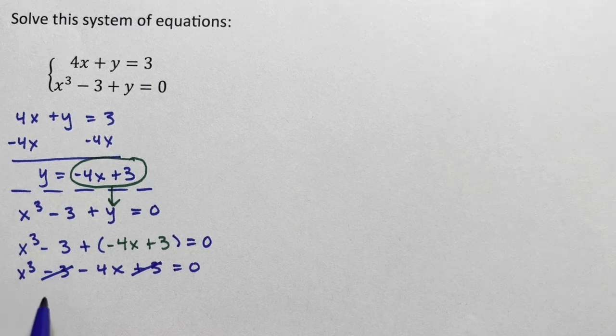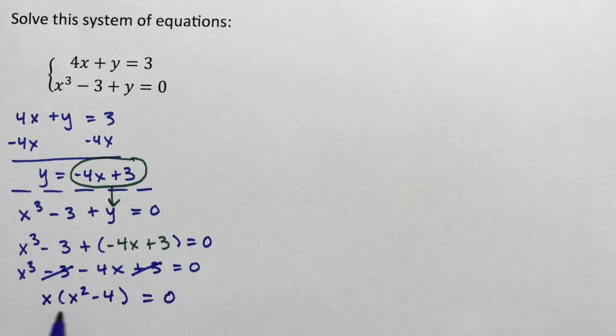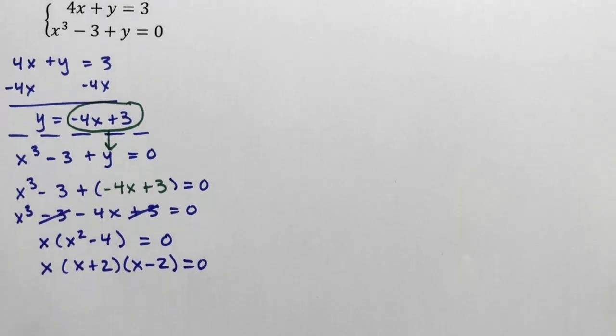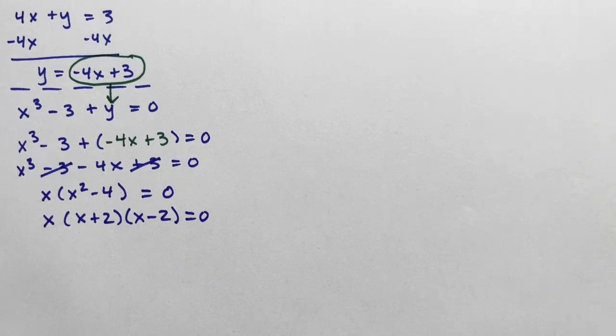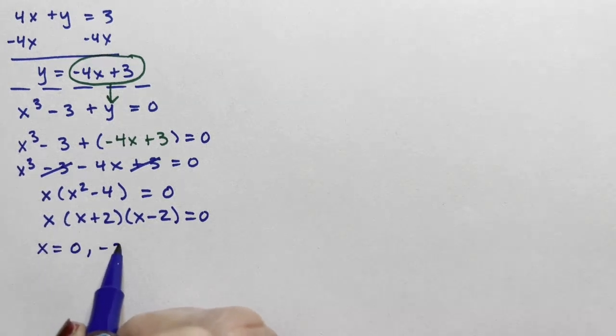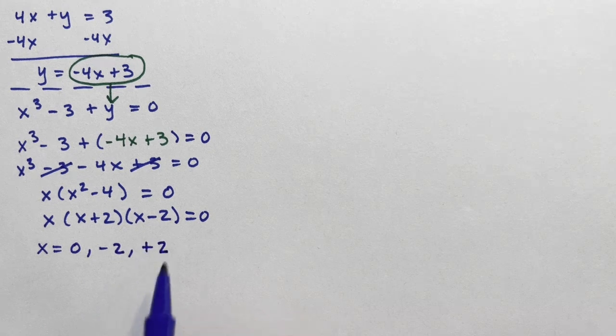I can factor an x out, so x times (x squared minus 4) equals 0. And then this is a difference of 2 squares. x times (x plus 2) times (x minus 2) equals 0. All right, what this all means is I have 3 solutions. x equals 0, negative 2, and positive 2.